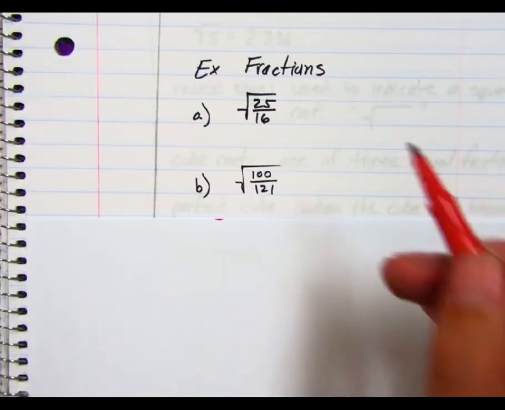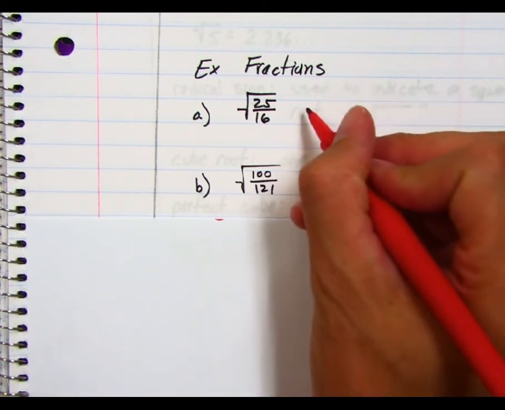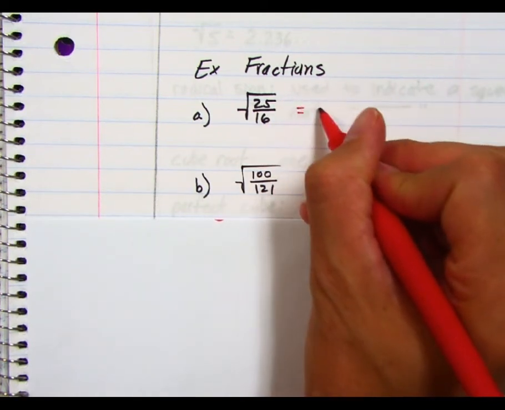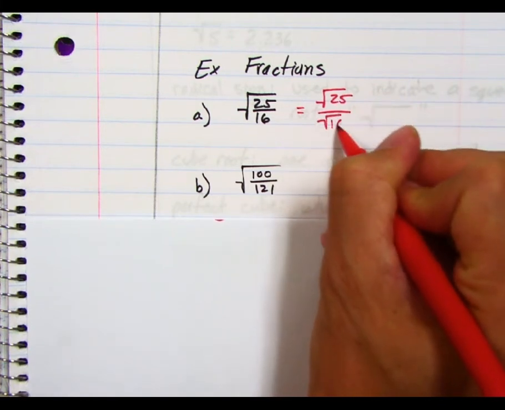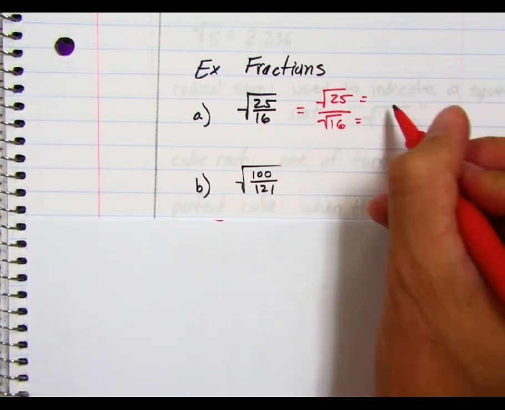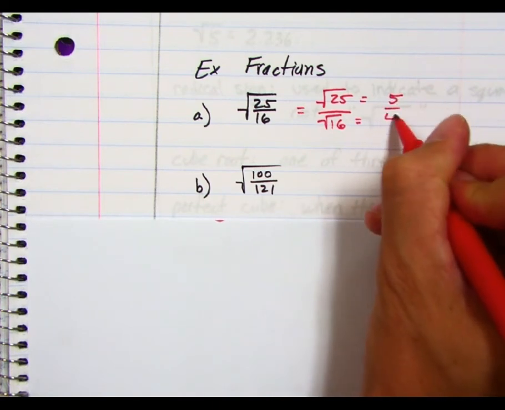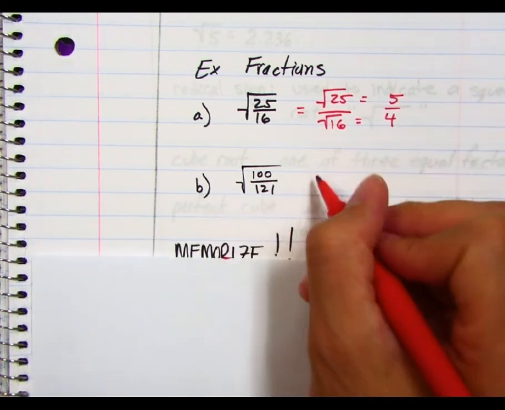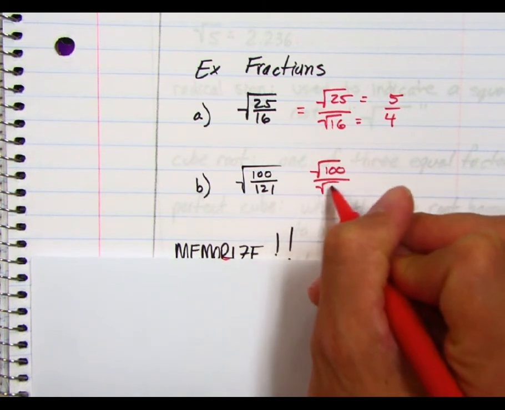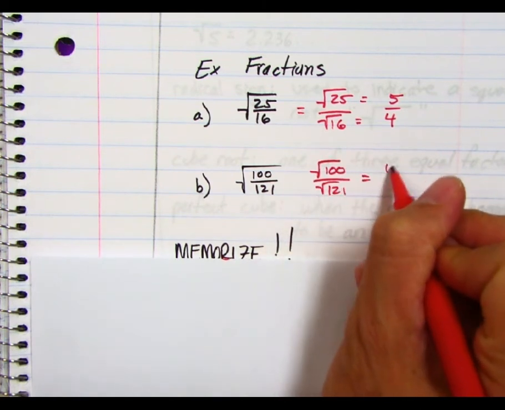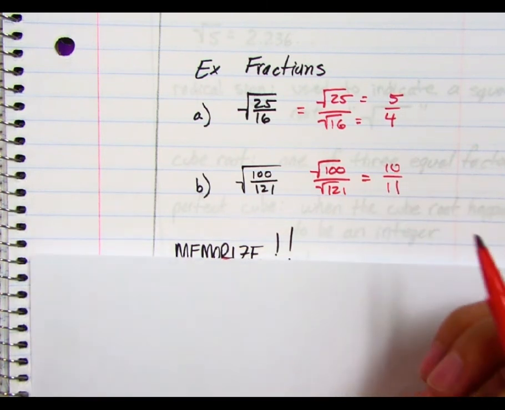All right, what about examples with fractions? Well, no problem. Look, the square root of 25 over 16. This is the same thing as me saying the square root of 25 over the square root of 16. And both of these happen to be perfect squares. So this would be 5 over 4 would be my answer. Over here, I can split this up again. That's square root of 100 over the square root of 121, which is 10 over 11. So that's the only difference if you see a fraction there.